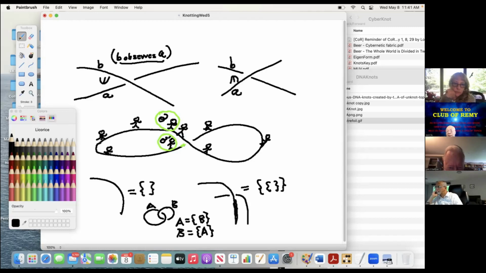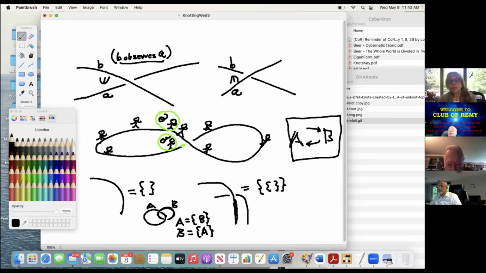And so these sets are linked with one another. A is a set whose member is B, and B is a set whose member is A. A and B are pointing to one another mutually, and that mutual pointing can be indicated by linking. So we could think of the mutuality of A and B as corresponding to topological linking.